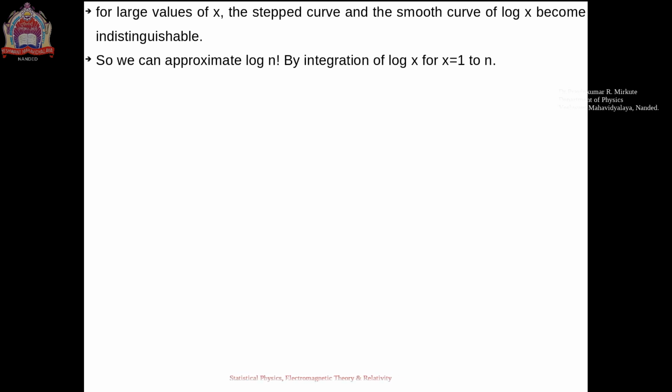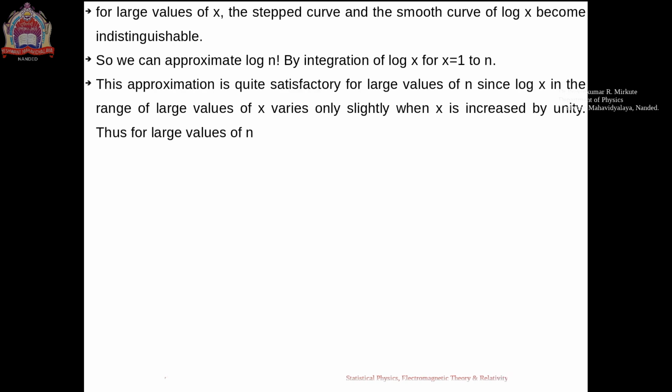So we can approximate log n factorial by the integration of log x for x equal to 1 to n. This approximation is quite satisfactory for large values of n, since log x in the range of large values of x varies only slightly when x is increased by unity.